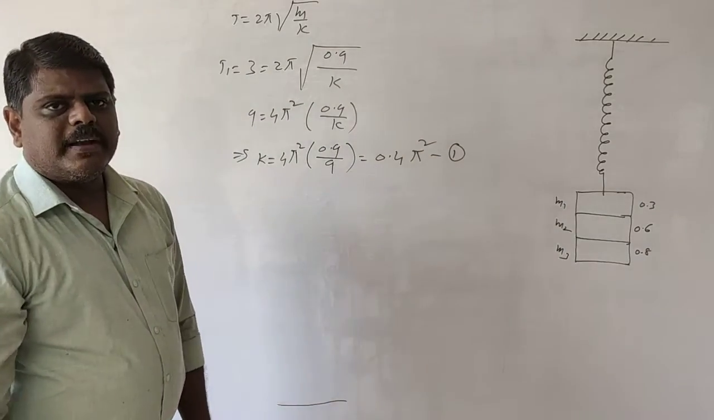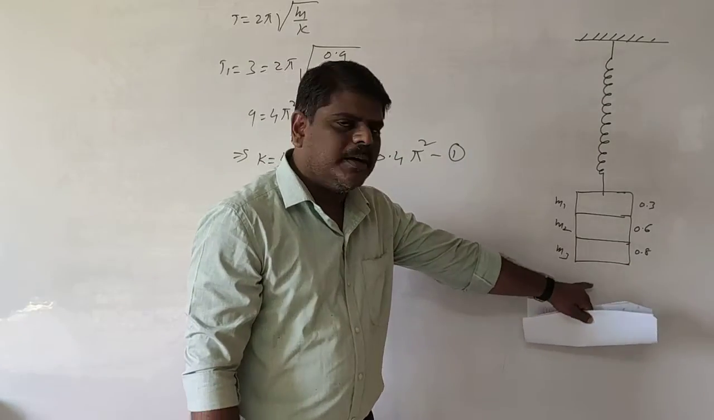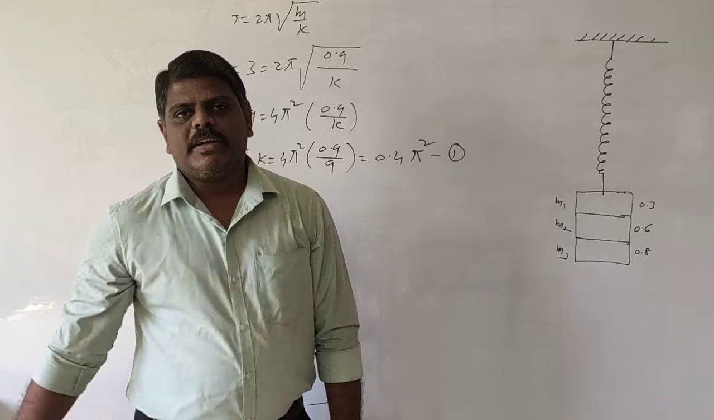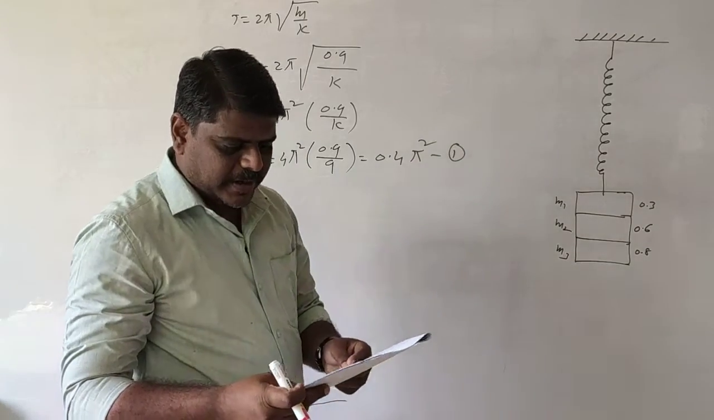How much is the spring constant? The spring constant does not change because you are not changing the spring. Only the mass is being changed. Whenever you change the mass, the spring remains the same. That's why the spring constant also remains constant. And the spring constant we calculated is 0.4 pi square.